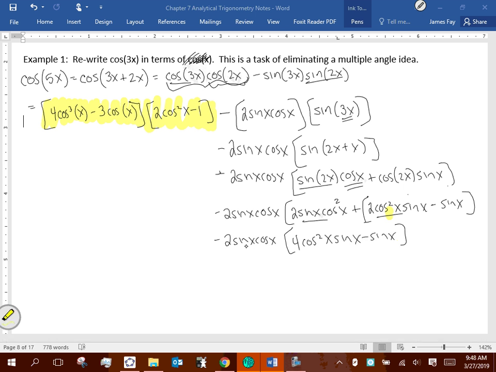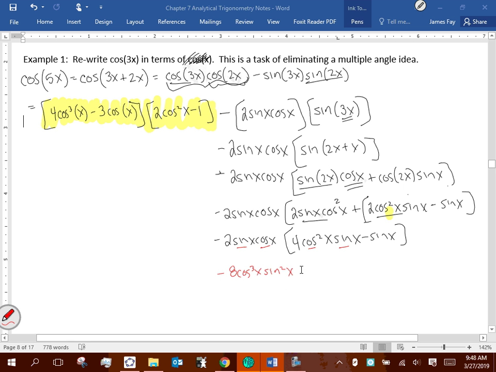Can I distribute this now? Okay. So we get what? Minus 8 cosine cubed x. I'll be taking that times that, right? We're going to have sine x times sine x, so it's going to be sine squared x.